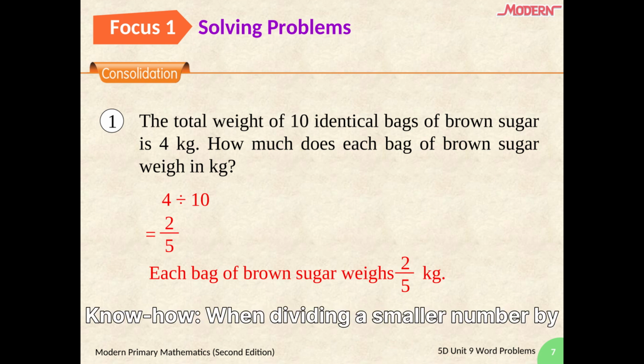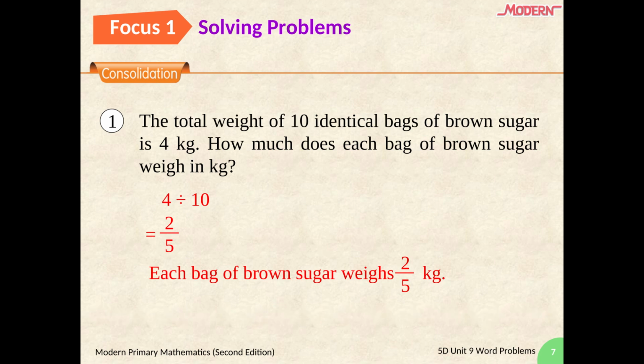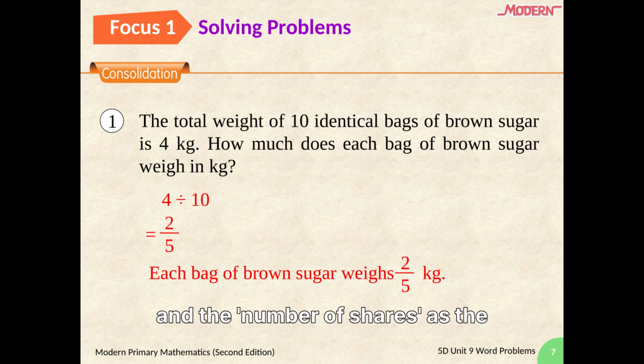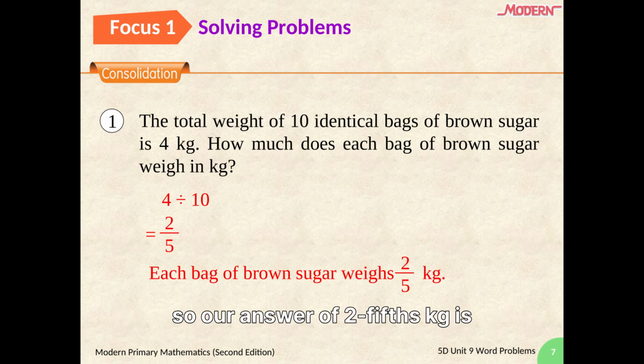Know how. When dividing a smaller number by a larger one, your answer will always be a proper fraction. No mixed numbers here. To tackle sharing problems, always put the amount to be shared as the numerator and the number of shares as the denominator. Check your units. The question asks for weight in kilograms, so our answer of 2/5 kilograms is exactly what's needed.